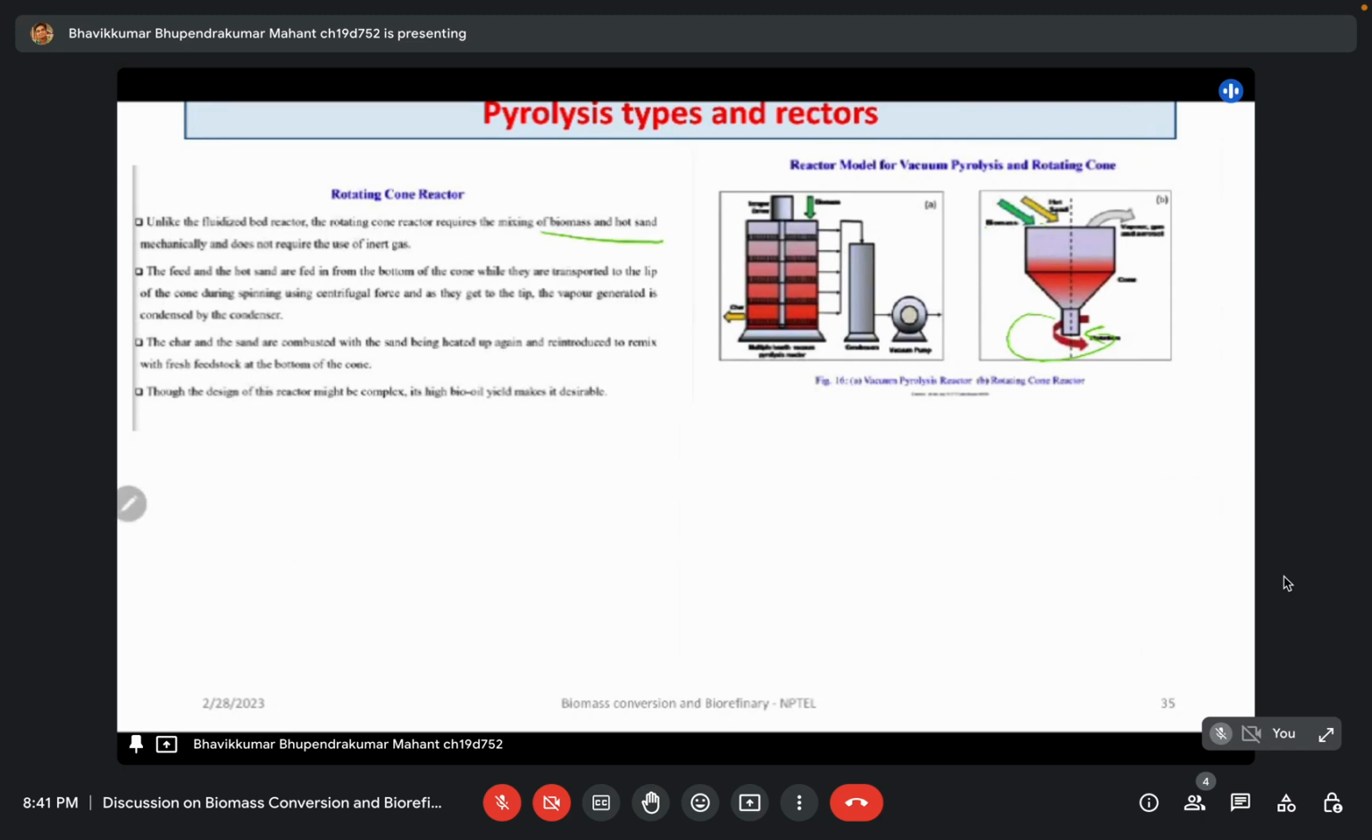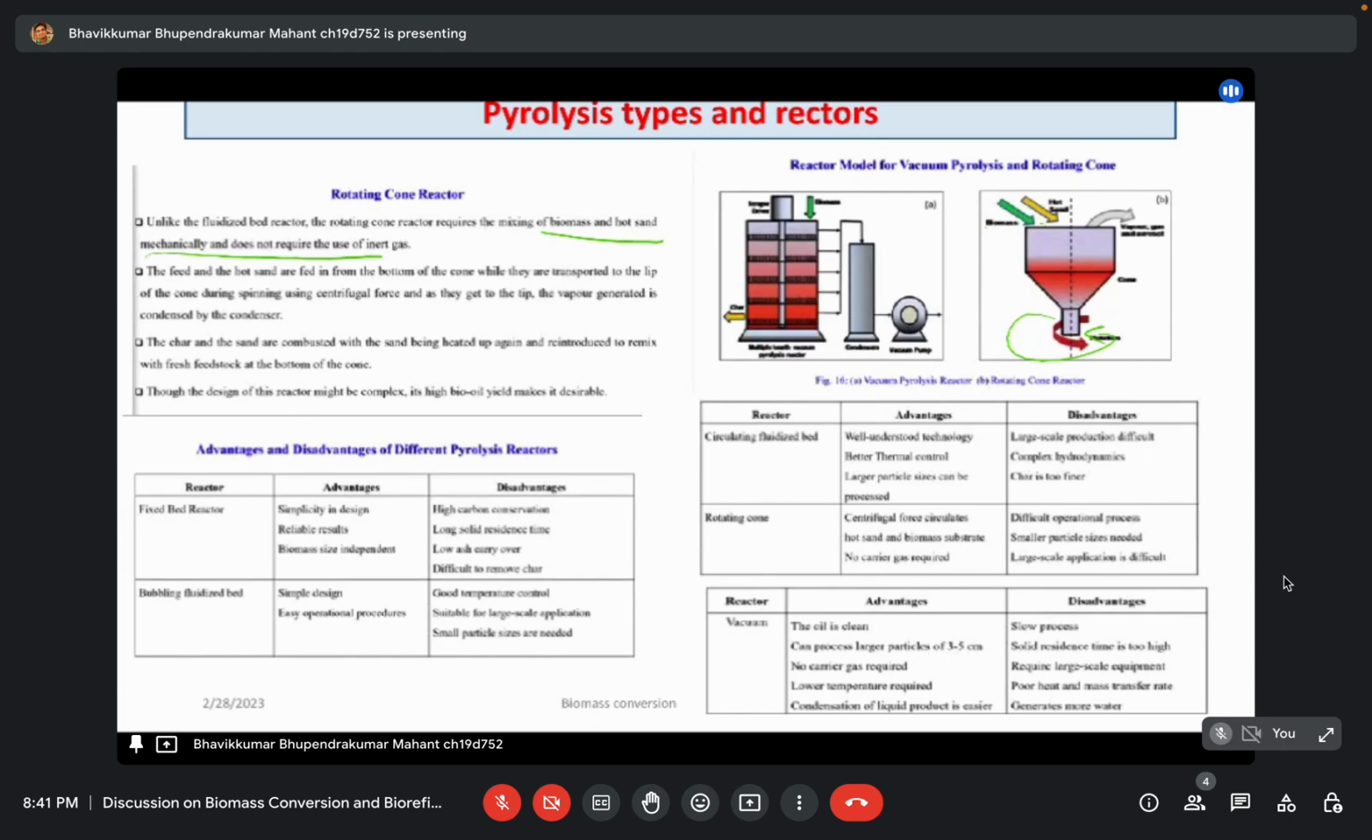Here we are mixing the biomass as well as hot sand, and the feed and the hot sand are fed into the bed. Hot sand is supplied at high temperature at the bottom of the cone, where it is transferred to the lip of the cone during the spinning. The sand has a lower density, so it can be equally distributed among the biomass, and whatever vapor is generated can get condensed. So we can focus on the vapors, and the char and the sand composite, with the sand being heated up again and reintroduced and remixed with the fresh feedstock.